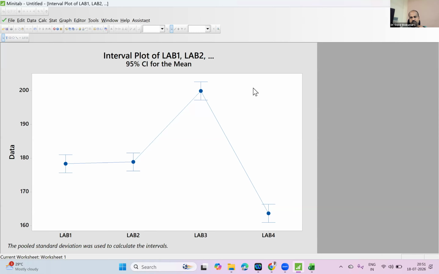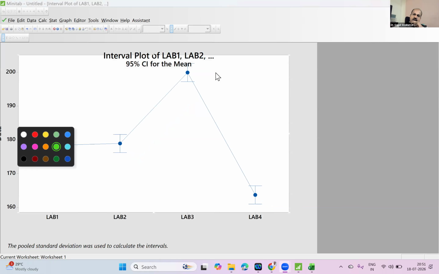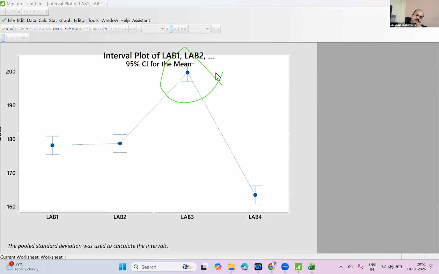Now, please tell me, do you think any particular lab is consuming more turnaround time for performing a particular test? Or is there any particular lab that consumes less time? Looking at the graph, are you able to come to a conclusion? Lab 3 and lab 4. Correct. Laboratory 3 is found to consume more time than 1, 2, and 4. And laboratory 4 is found to consume less time in comparison to the remaining 3.